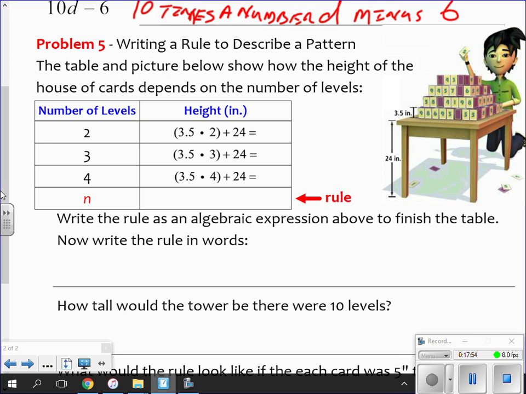So, the tabletop and picture show the height of a house of cards depends upon the number of levels. I believe you can see on your picture, maybe a little hard here because they're kind of small. So no matter how good or how bad the individual is at making a house of cards, it's going to be at least how far off the floor?